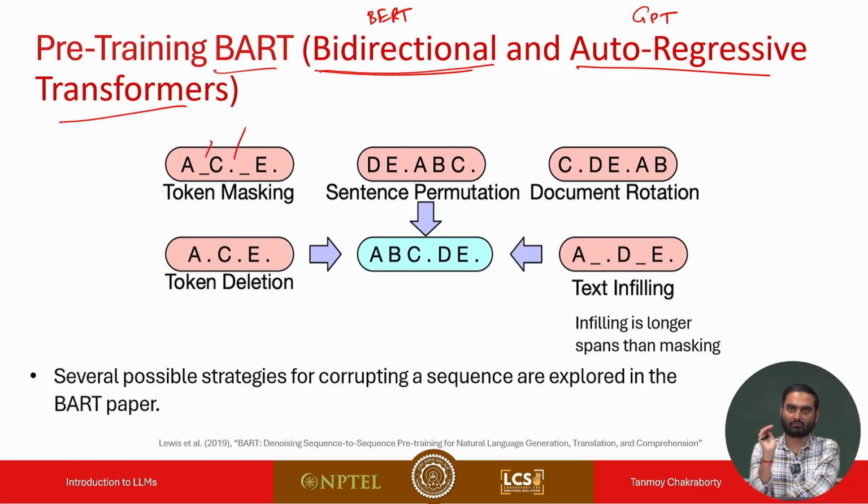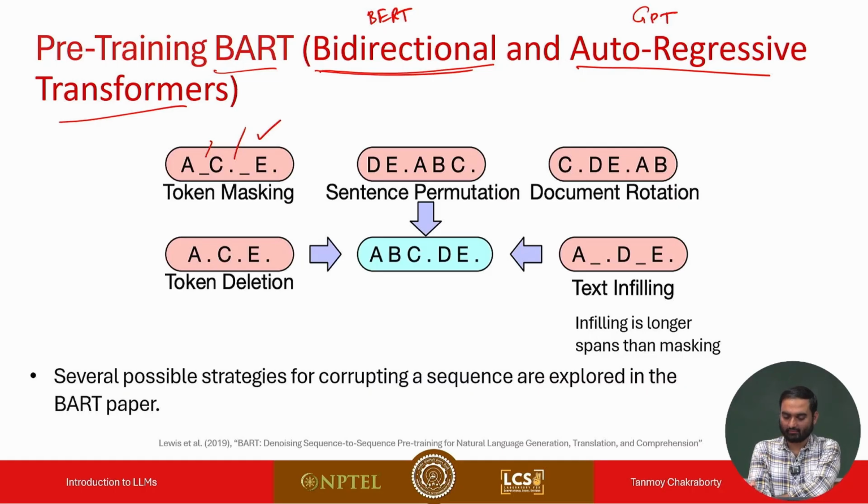And you ask the model to predict those masked sentences, right? So in your encoder, your input is the masked set of tokens, and in your decoder, the output is going to be the actual set of tokens, right? So this is one strategy.